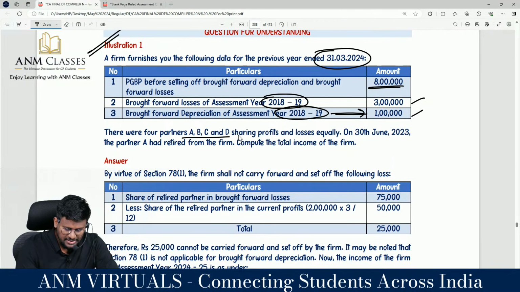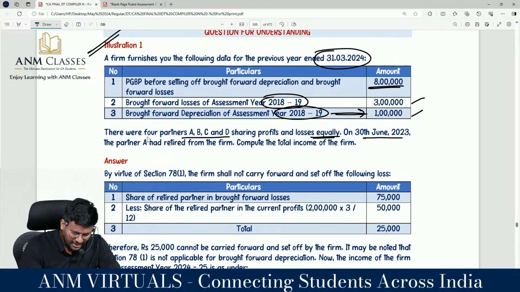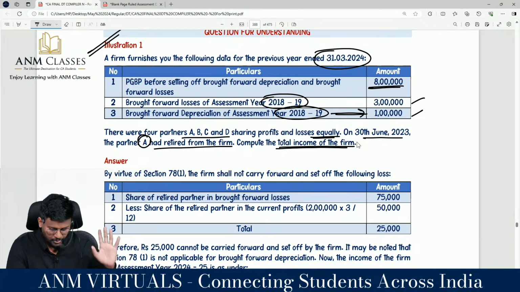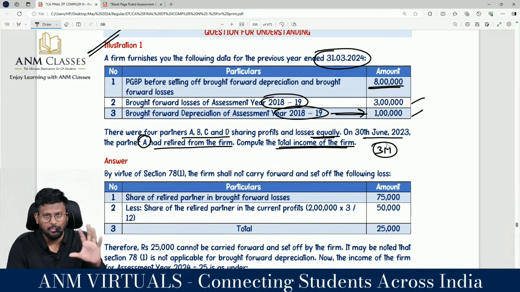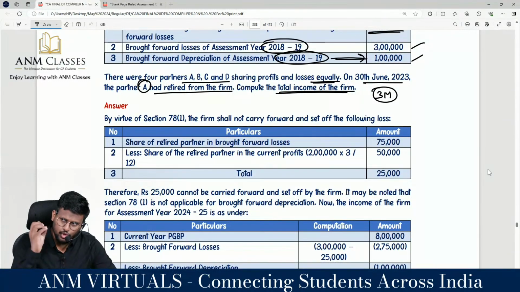There were 4 partners A, B, C, D sharing profits and losses equally, that is 1:1:1:1. On 30th June 2023, the partner A had retired from the firm. Compute the total income of the firm is the question. So on 30th June, that means April, May, June, he was there for 3 months. So current year you are having profit. On that profit, my dear lovable students, that guy is having 1 share. So only the net loss should be put on the dustbin.